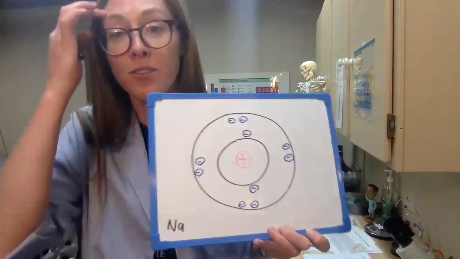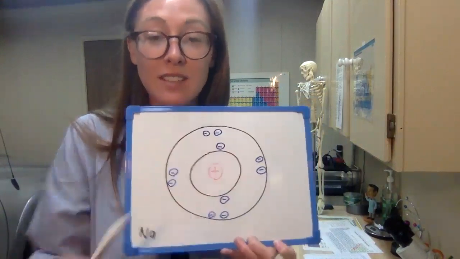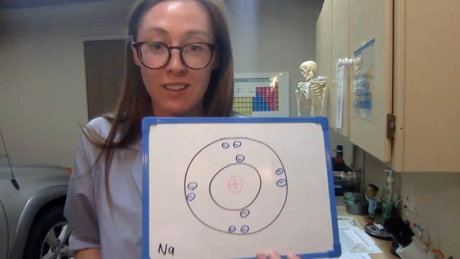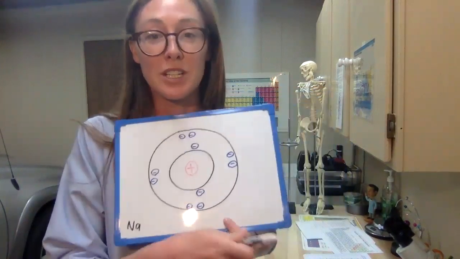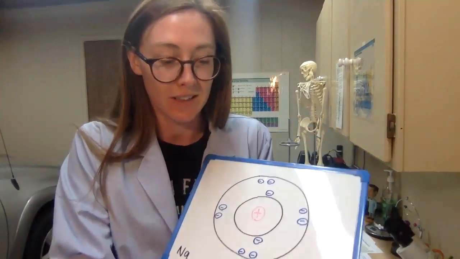In order to have a full 8 electrons, 1, 2, 3, 4, 5, 6, 7, 8 electrons on its outermost shell. Sodium is happy. It has reached a magical number 8. You're with me so far? Good. You guys are so smart.